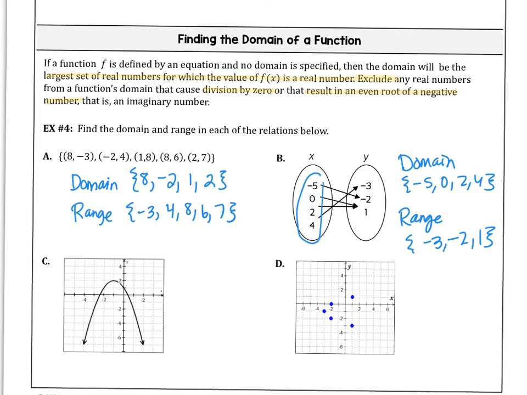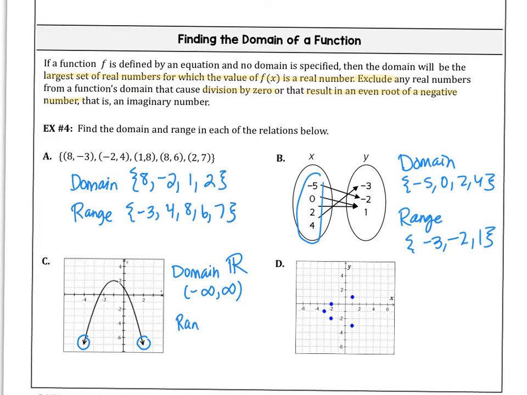Okay, so on the next one here, part C, we're given a graph. Now, when you're looking at domain, you're looking at your x values. So I'm looking basically left and right. Notice on the left, it has an arrow on the end, so it goes on forever. Notice on the right, it has an arrow on the end, goes on forever. So that means our domain is all real numbers, which in interval notation would be -infinity to +infinity. Sometimes you see it with a capital R with that extra little line. That is the symbol for all real numbers.